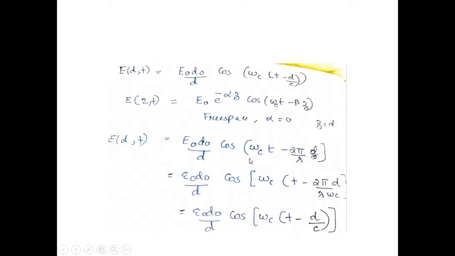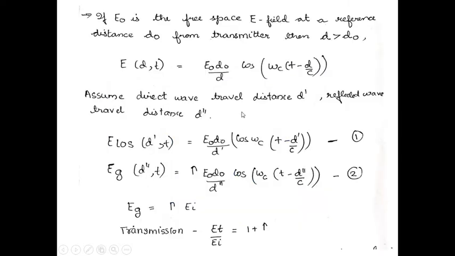So we have taken omega c out and written t minus 2 pi by lambda omega c d. Omega c is 2 pi f, and when we consider lambda f to be c, we get this particular equation. That is how they have directly written this equation in the textbooks. Now we are going to find the total electric field. The total electric field will be the sum total of the LOS and the ground reflected wave.